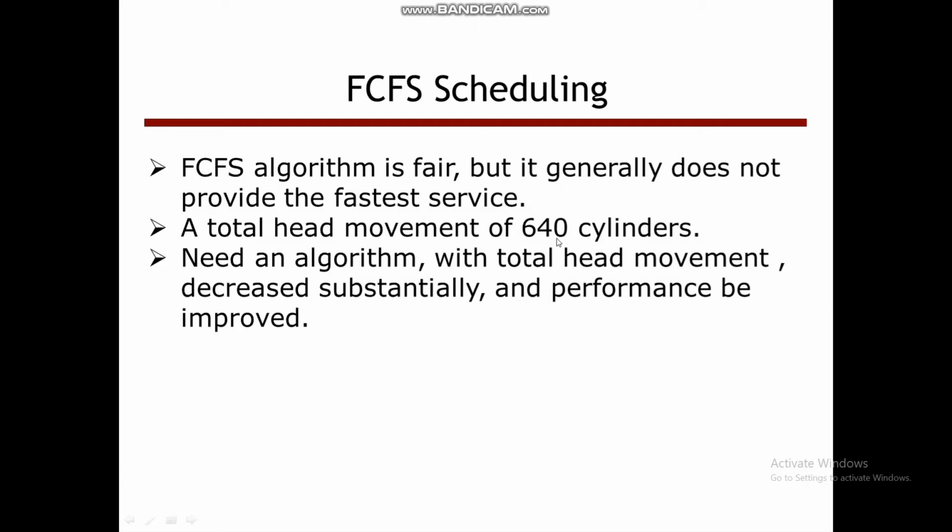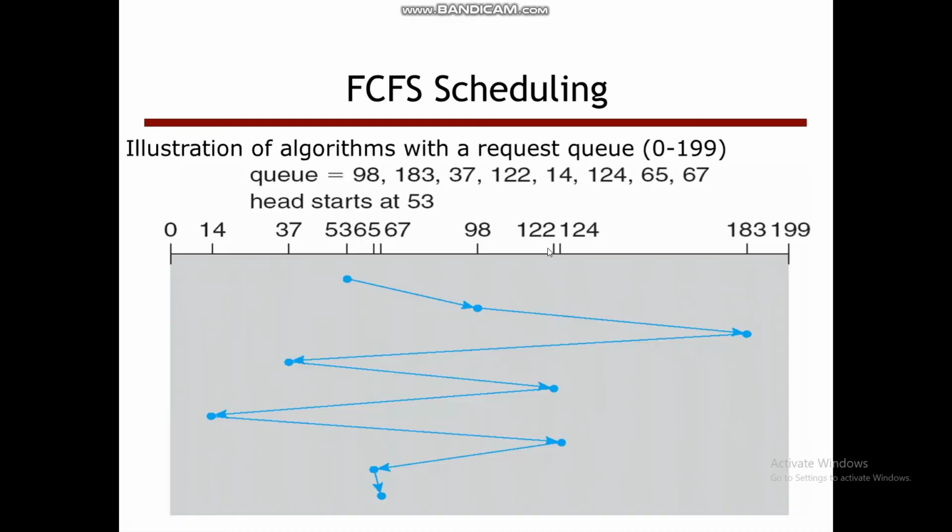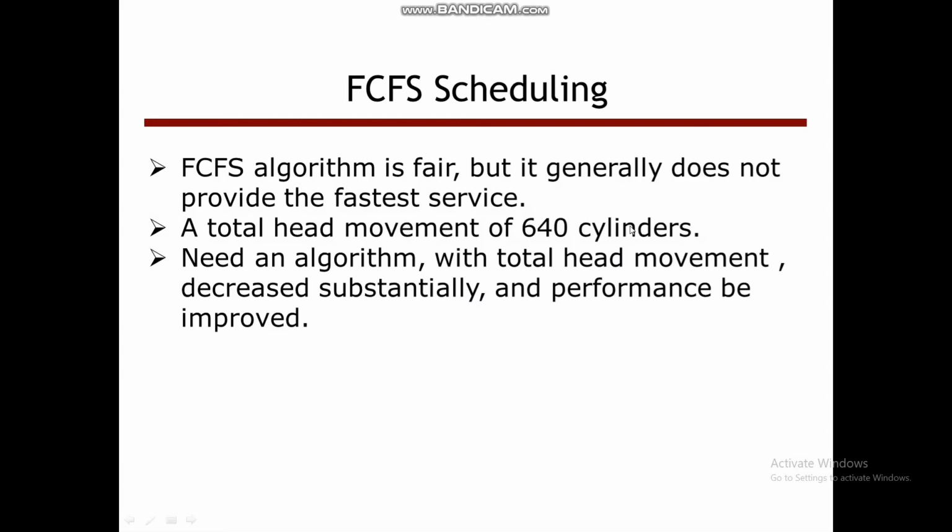You can calculate and see that the movements will be 45 plus 85 plus 146 plus 85 plus 108 plus 110 plus 59 plus 2, which is a total head movement of 640 cylinders. Better algorithms will have lesser head movements, so we can go for other algorithms.